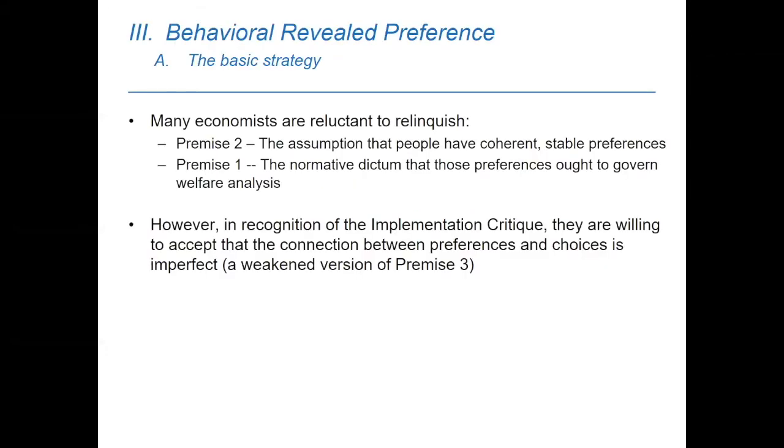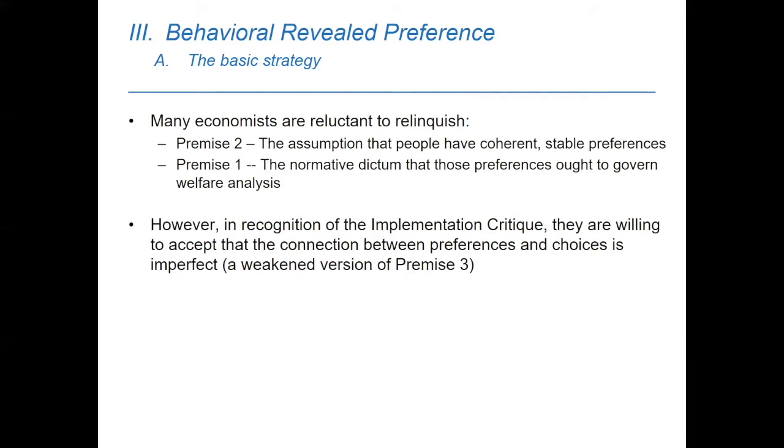Now I'll turn to our third topic, which is behavioral revealed preference. This is a common approach to conducting behavioral welfare economics. Many economists are reluctant to relinquish either of the desire theoretic premises of standard welfare economics. They are determined to retain premise two, the assumption that people have coherent, stable preferences, as well as premise one, the normative dictum that those preferences ought to govern welfare analysis. However, in recognition of the implementation critique, they are willing to accept that the connection between preferences and choices is imperfect. In other words, they're willing to live with a weakened version of premise three.